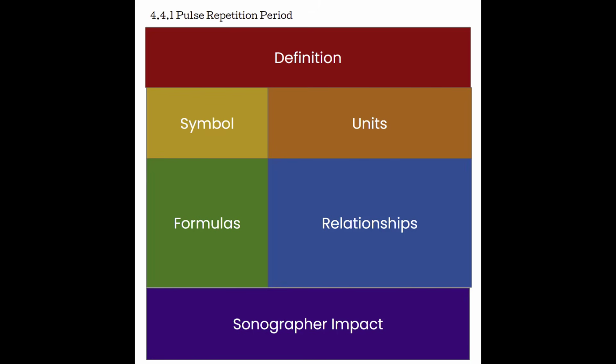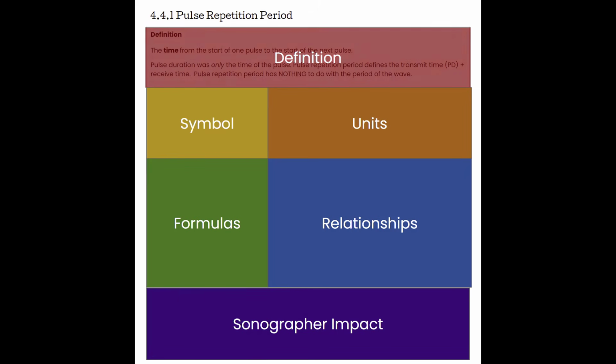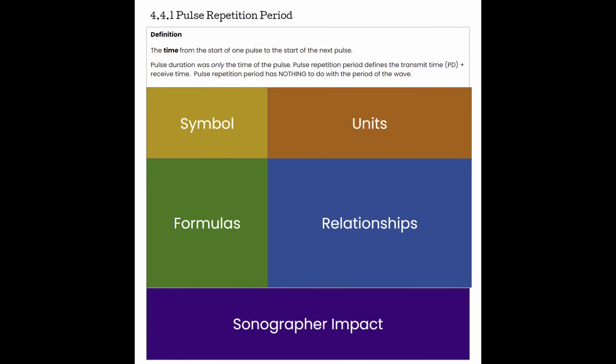So let's go take a look at our parameters. We're going to start with pulse repetition period. Pulse repetition period is the time from the start of one pulse to the start of the next pulse. Remember that pulse duration was only the actual time of the pulse. Pulse repetition period is the pulse duration, or the on time, plus the off time, or receive time. Remember, pulse repetition period has nothing to do with the period of the wave. It is 100% the time it takes to transmit the pulse and receive the echoes.